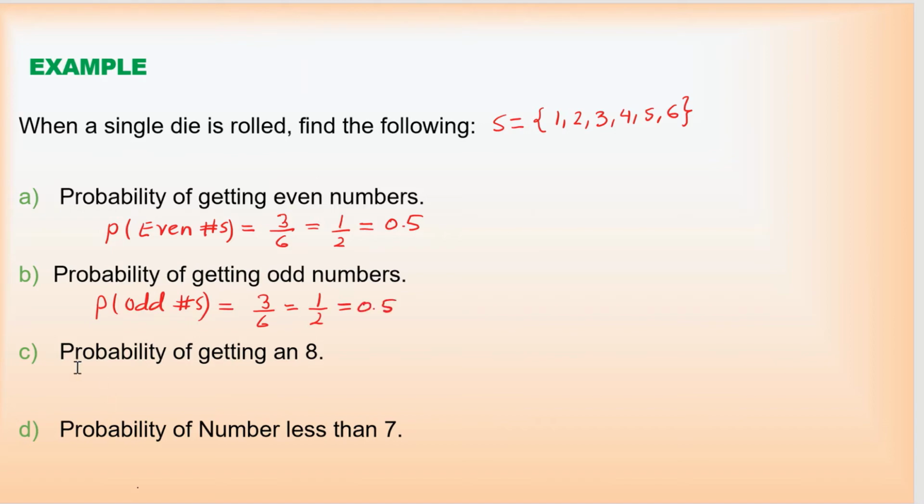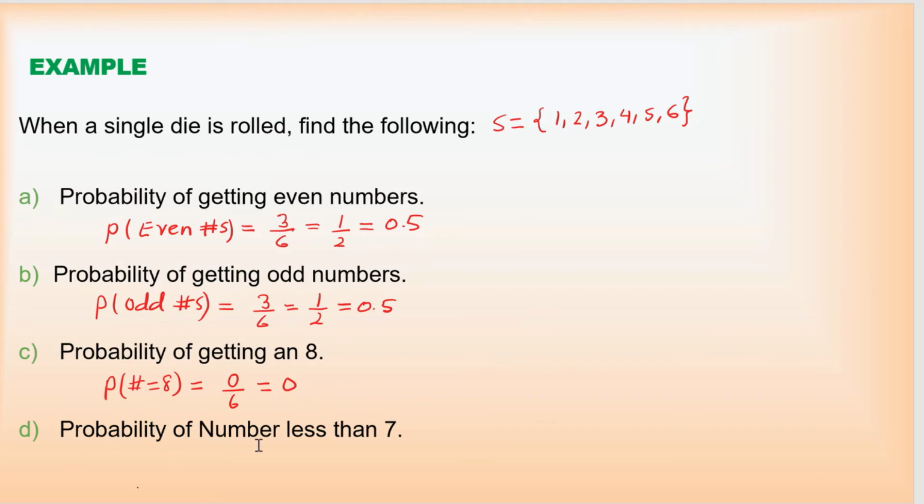Third, we have to find the probability of getting an 8. So the probability that the number is equal to 8. How many 8s are here? We don't see any 8 out of these 6. So 0 out of 6, meaning that is equal to 0. So the meaning of this is when you roll a die, the probability that you'll get 8 is 0 because you will not get the 8. This is the impossible event, or this event is not going to happen.